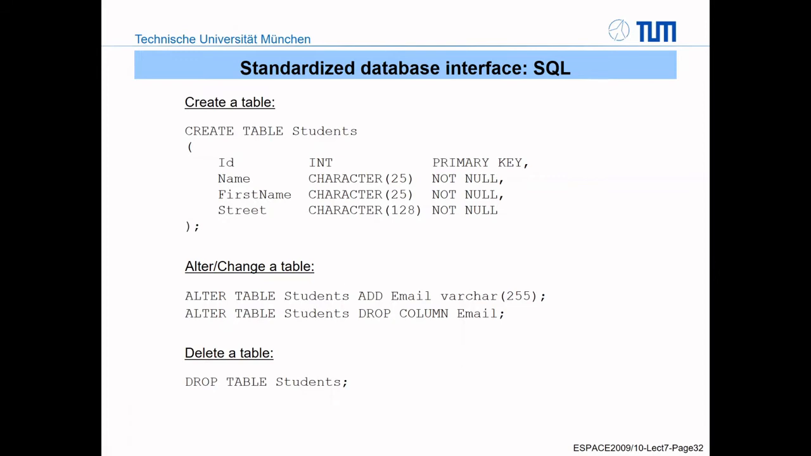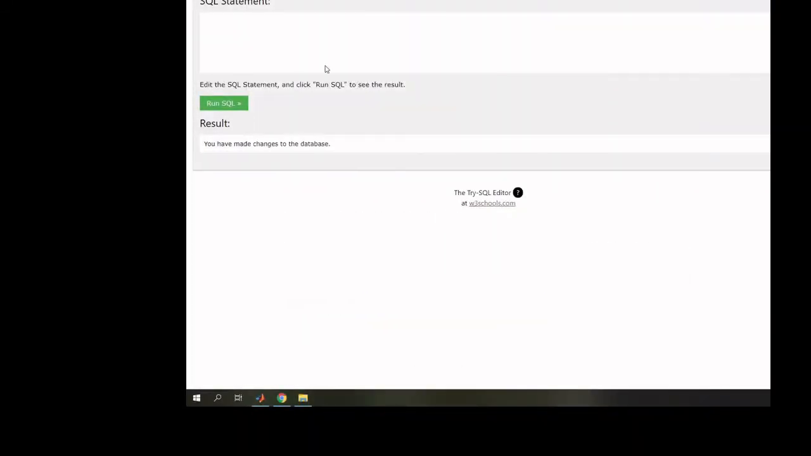So let's change to the sample. This is the web page from W3 Schools. And I just copy and paste my create table command. So there are different types which you have to learn, but I focus on the main types here. So you enter the command, the statement here, and then you push run, and then you will see that students was created.